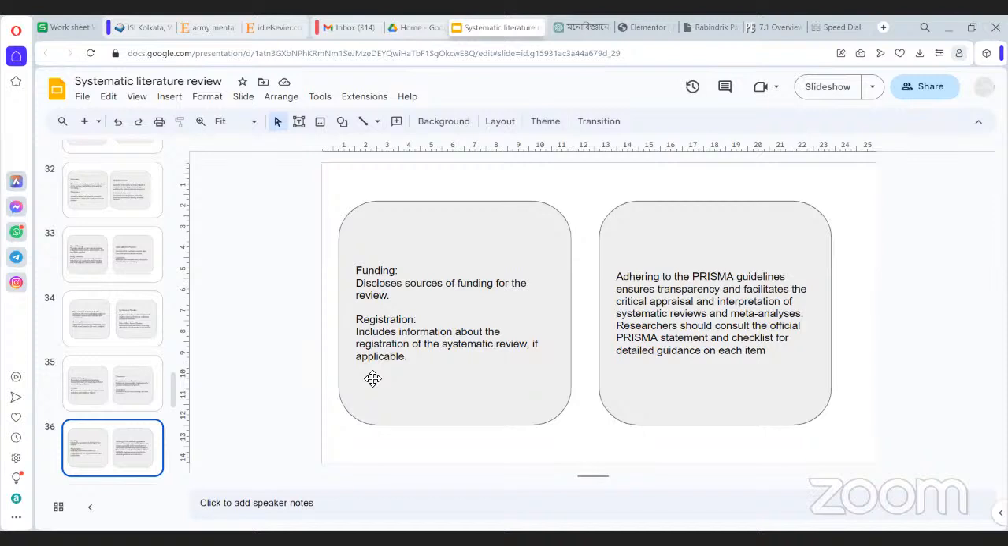Next is the funding. It discloses sources of funding for the review. Next is registration. It includes information about the registration of the systematic review, if applicable.